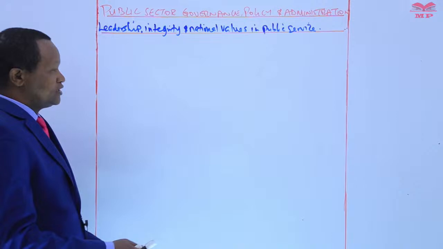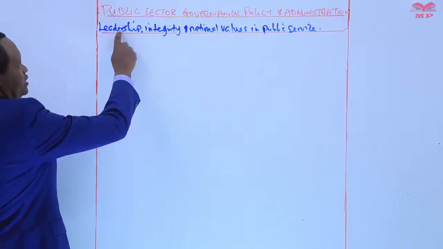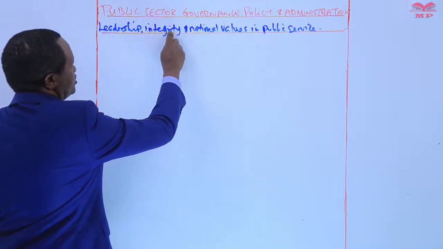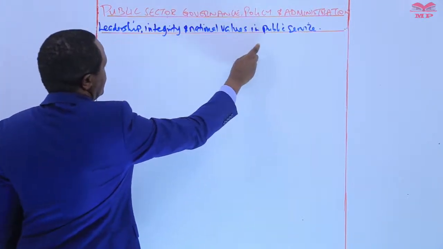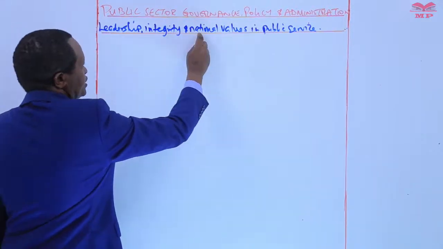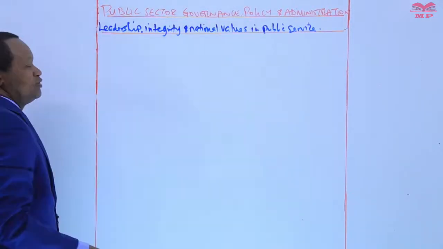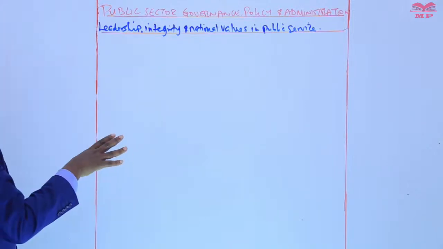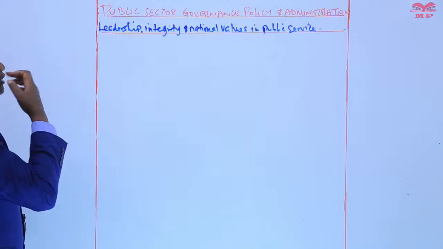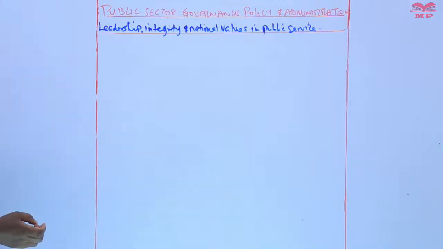These are 3 areas. One is leadership in public service, 2, integrity in public service, and 3, national values in public service. We are going to tackle each and every aspect of the subtopic leadership, integrity, and national values. Let us begin with leadership in public service.